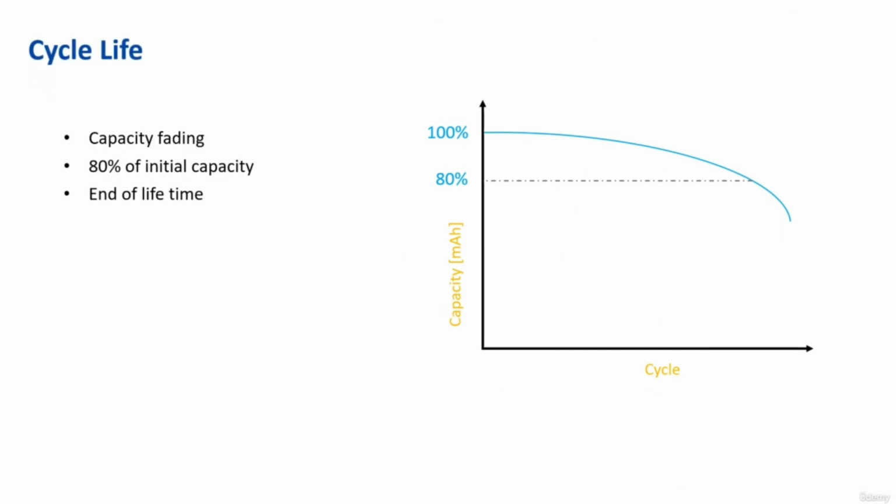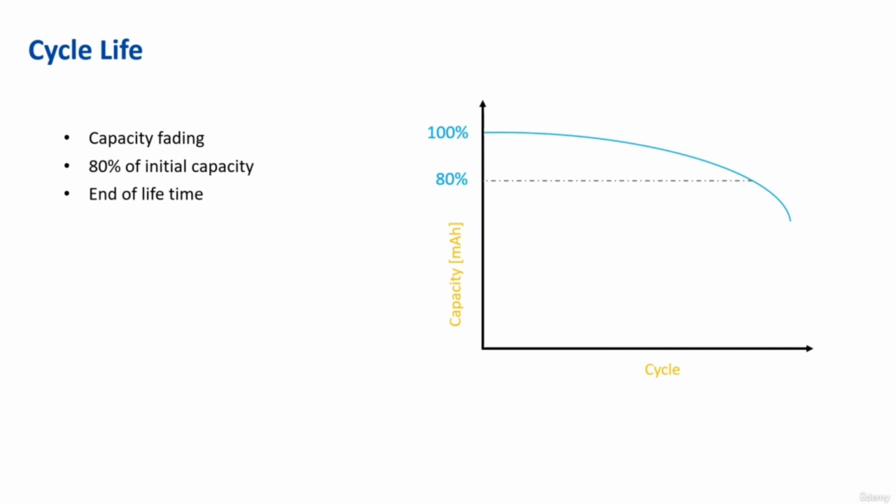Upon repeated charging and discharging, a battery loses some capacity. This is called capacity fading and is the main reason why batteries have a so-called cycle life. When 80% of the starting capacity is left, the battery is often considered to be at the end of its cycle life, at least for EV applications. In the next lecture, we will discover what the origin of the capacity fading is.